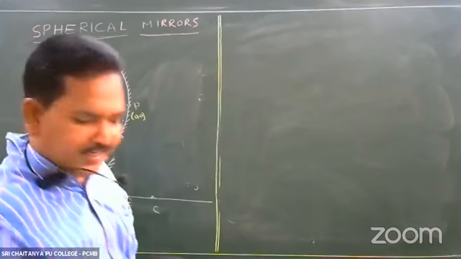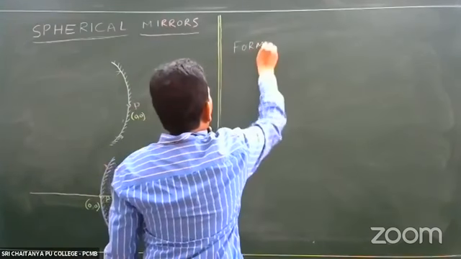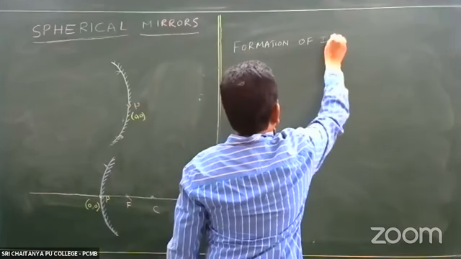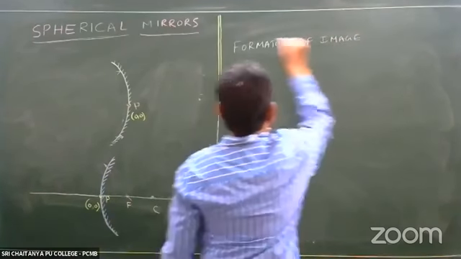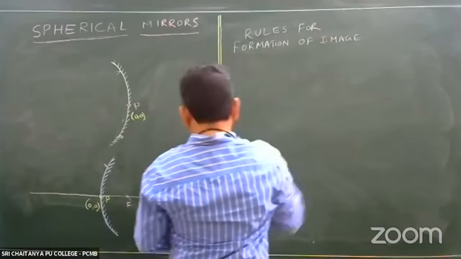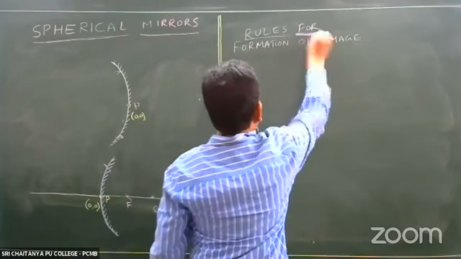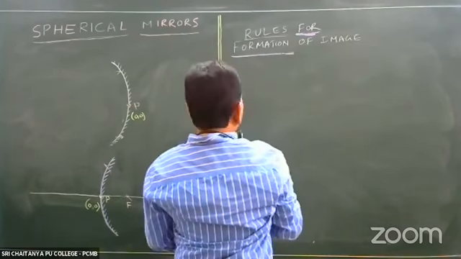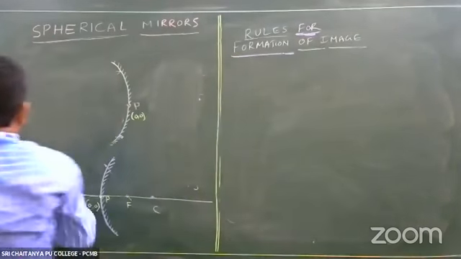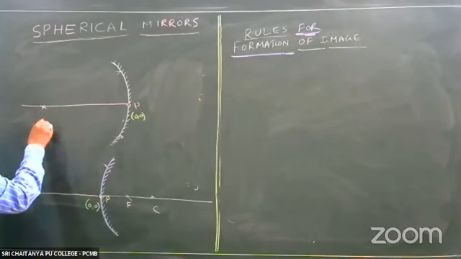So a small side heading: rules for formation of image by the spherical mirror. Four rules are there.